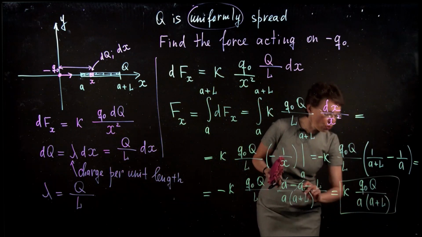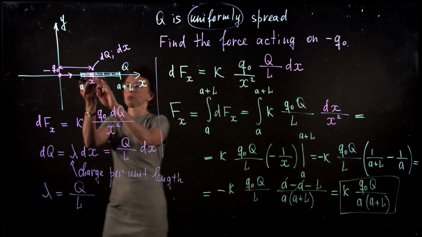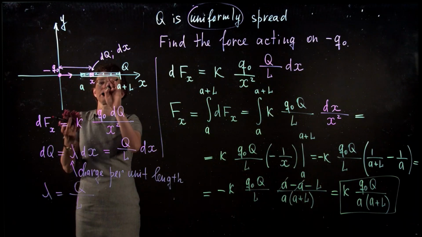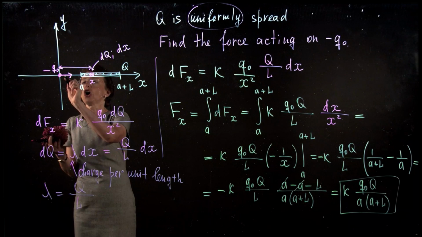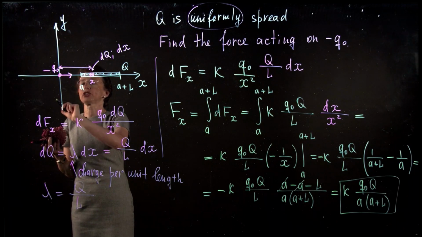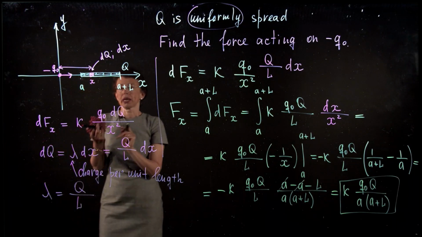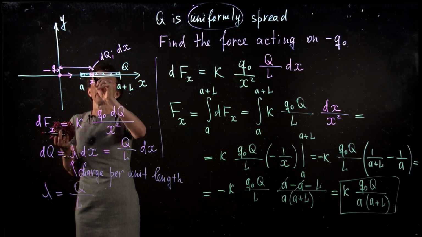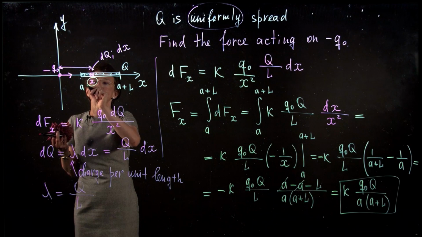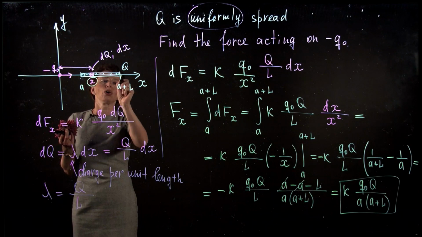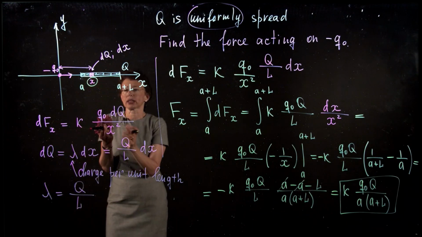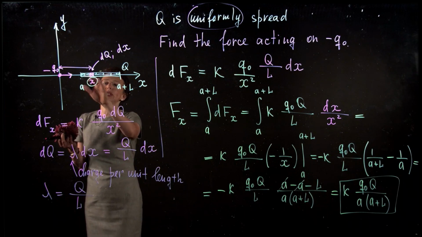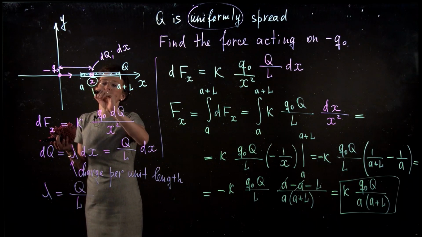We found the force exerted by charge q that is spread from a to a plus L on a point charge minus q naught at the origin. Important part is that we choose dq at arbitrary point x. If we choose it here at a, or we choose it here at a plus L, we will not be able to integrate. x is arbitrary.